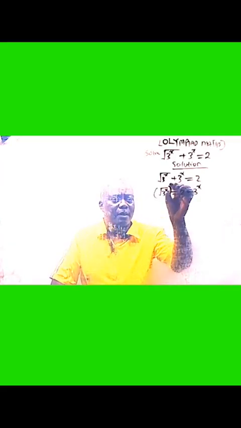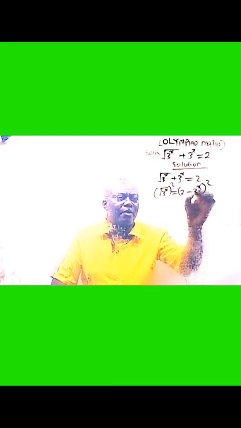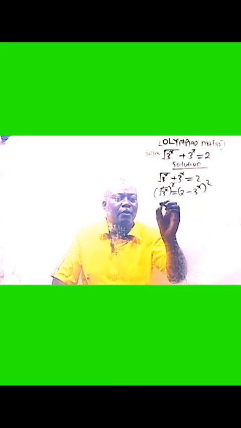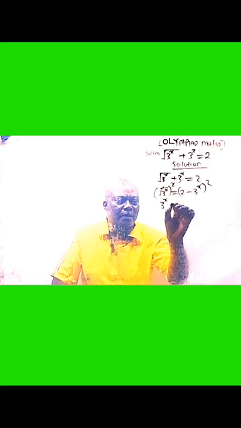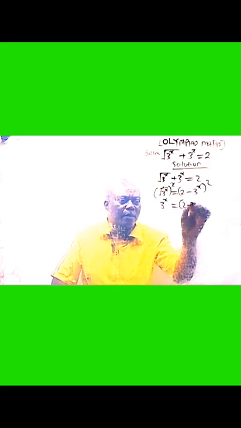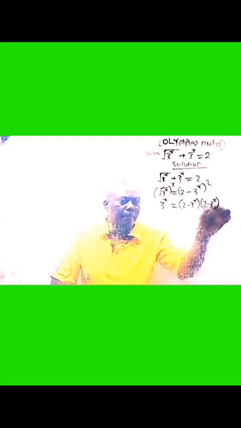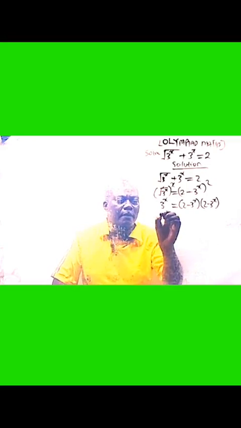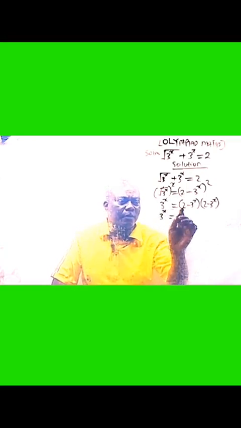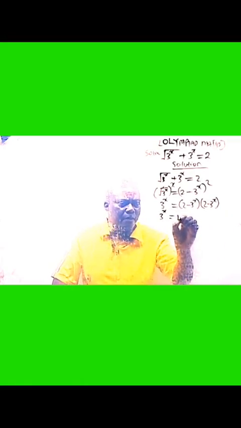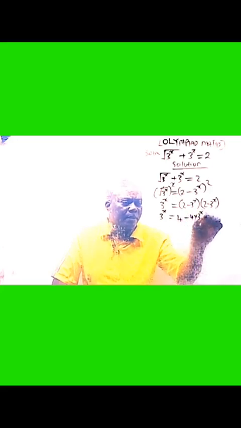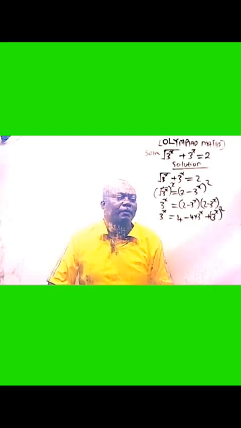Next, we remove this radical. You can do it by squaring both sides. You square this one and square this one. So this one is 3 to the power x, which will be equal to 2 minus 3 to the power x multiplied by itself. If you open this bracket now, you're going to get 4 minus 4 times 3 to the power x plus 3 to the power x all squared.